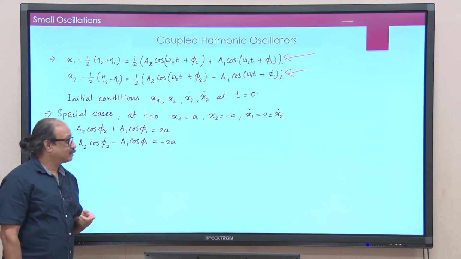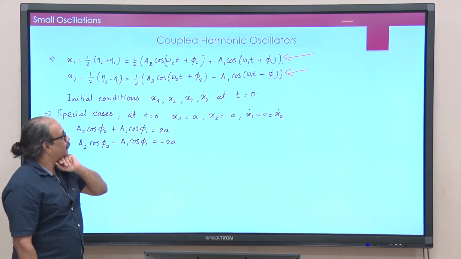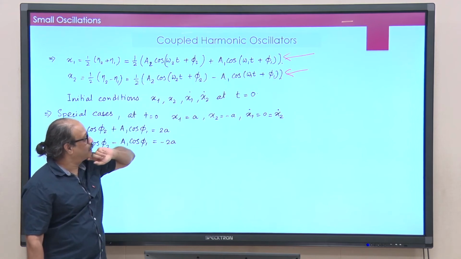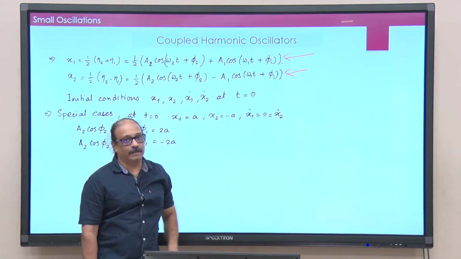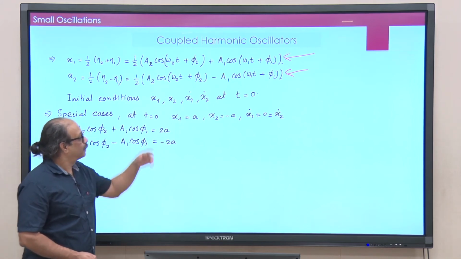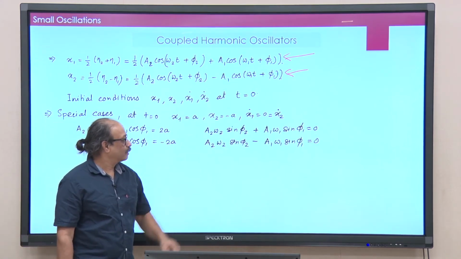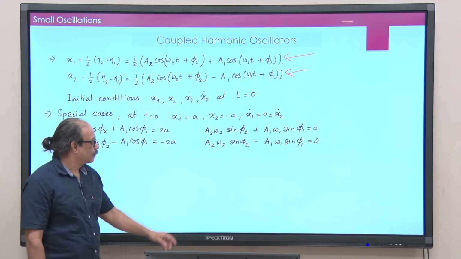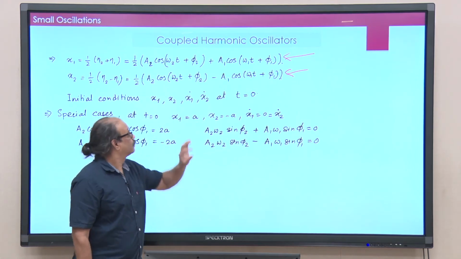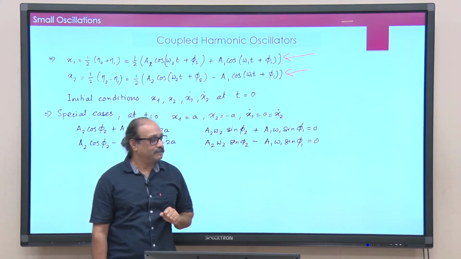For the velocities, I must take a derivative of this with respect to time t, but what will that do? That will only multiply a 2 by omega 2 here in the amplitude and a 1 omega 1 sine of omega 1 t plus phi, okay, with my appropriate minus signs, and that would come to something like this: a 2 omega 2 sine of phi 2. Remember, we are going to put t is equal to 0. So, that first part will become 0, and then these 2 equations there.